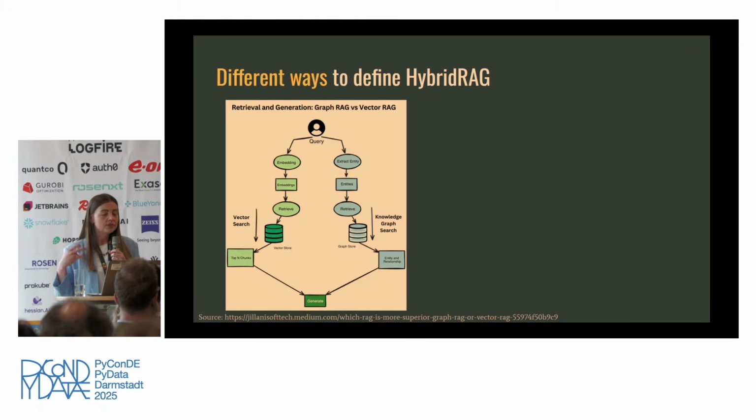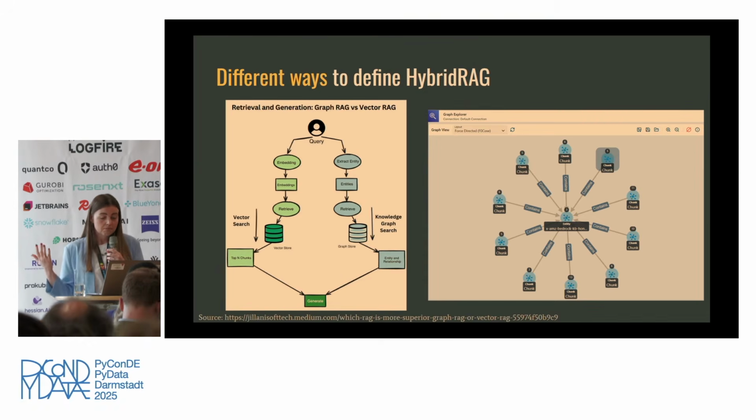There are different ways to define HybridRAG itself. You saw this picture already, and this is a plain setup. Okay, we have some vector RAG, we have some graph, we pass them together, and we have a HybridRAG now. But there are other possibilities to approach HybridRAG, and some companies still call it GraphRAG, because it contains a graph inside.